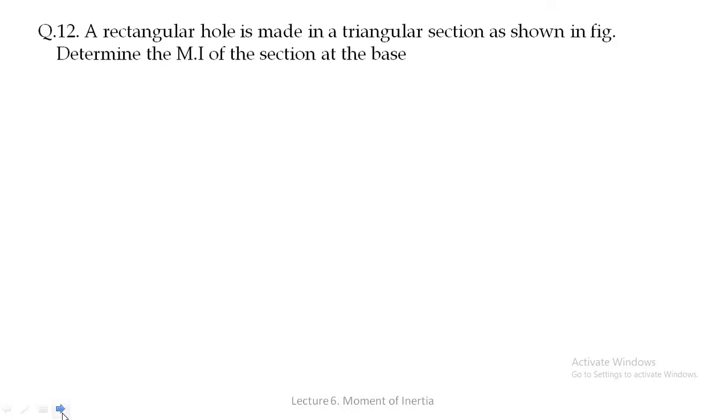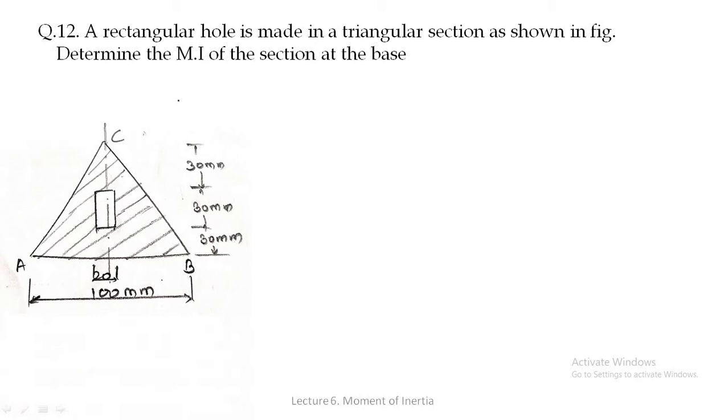The numerical says a rectangular hole is made in a triangular section as shown in figure. Determine the moment of inertia of the section at the base. So already the question is given, the diagram is being given in this particular question. The diagram shows one triangle in which a rectangular hole is made.